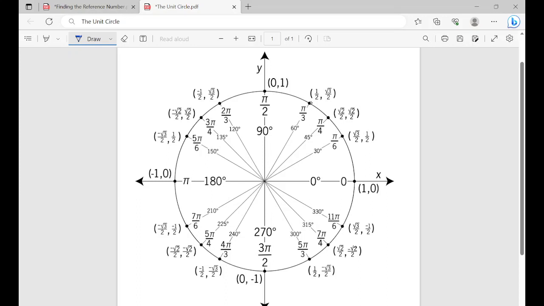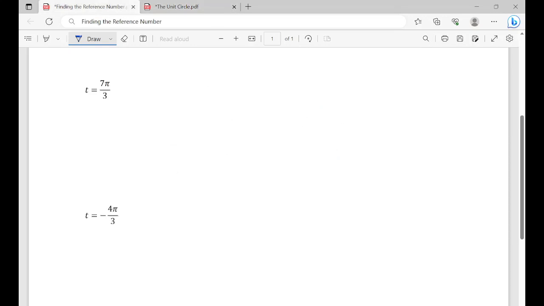And we want the shortest distance from here to the x-axis. How far is it from here to here? That is pi over 3. So the reference number for 7 pi over 3 is pi over 3.